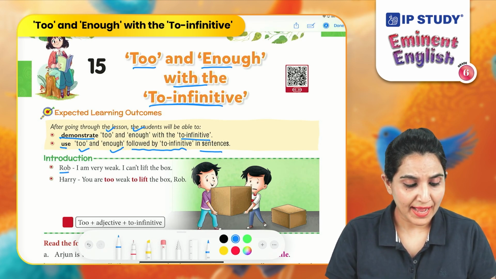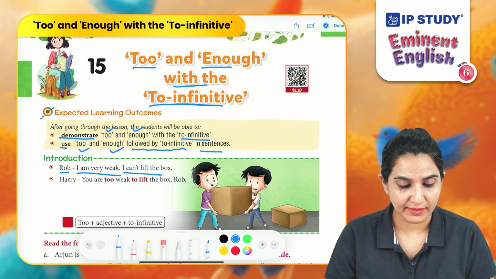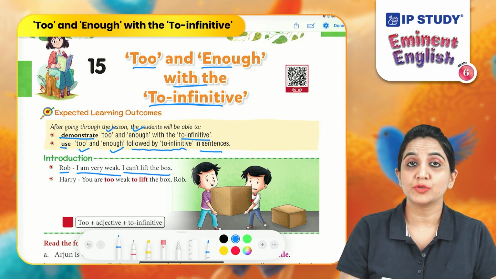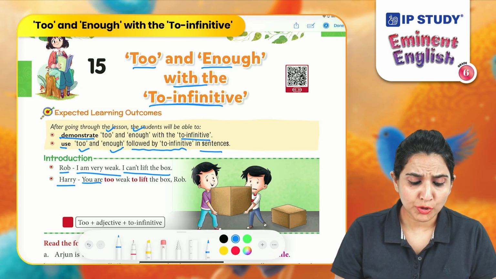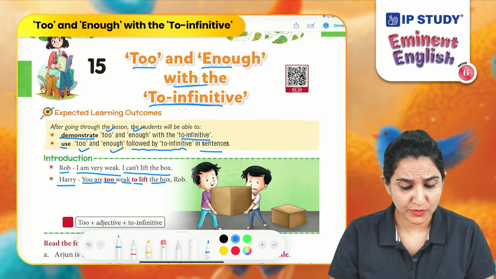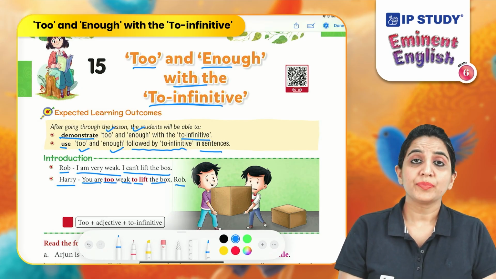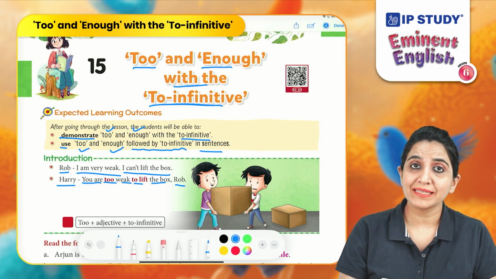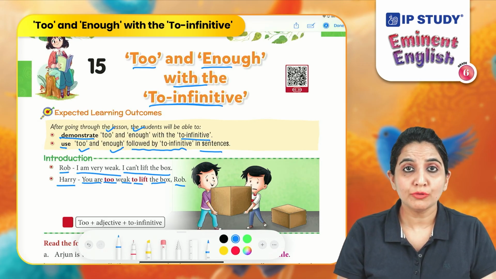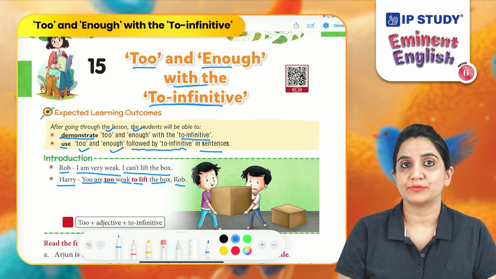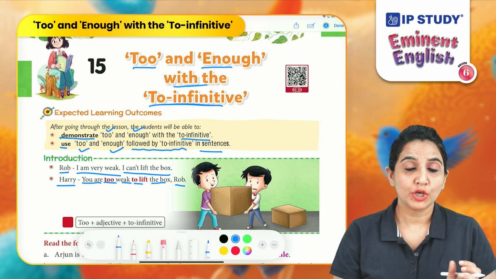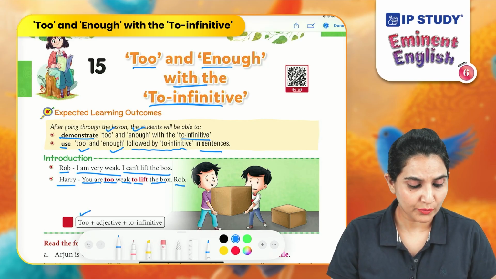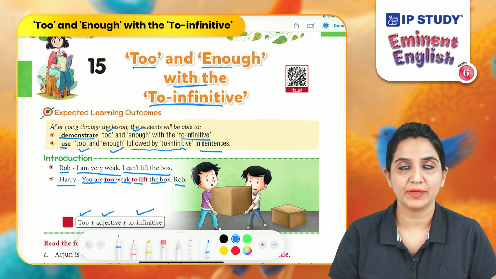Rob, I am very weak. I can't lift the box. These are two sentences. Harry, you are too weak to lift the box, Rob. So, Harry has combined both the sentences using too and to infinitive. So, in this sentence, we have combined the sentences using too along with the adjective and to infinitive.